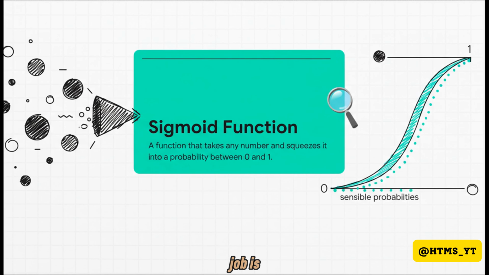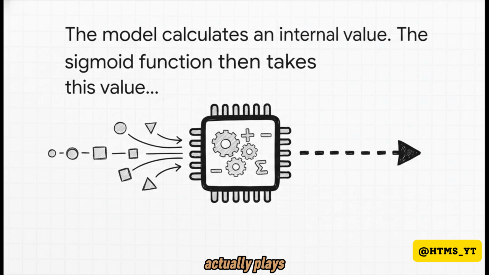Its one and only job is to take any number you throw at it, big, small, positive, negative, doesn't matter, and translate it into a sensible probability between 0 and 1. It has this cool S shape that squishes really big numbers toward 1 and really small numbers toward 0. Okay, so let's walk through how this actually plays out. First, the model looks at all the data it has, say the words in an email, who sent it, things like that. And it cooks it all down into a single score.